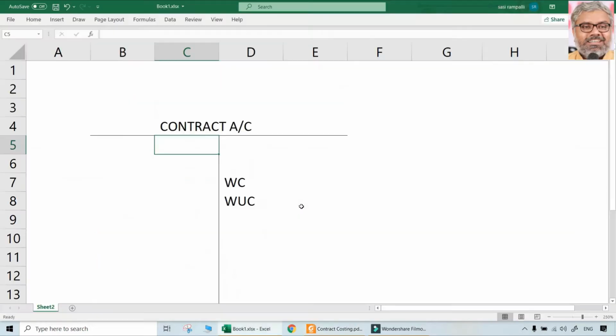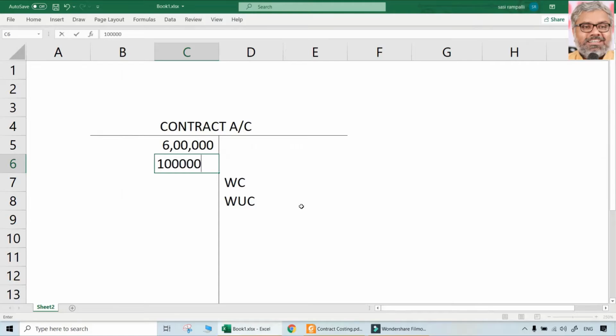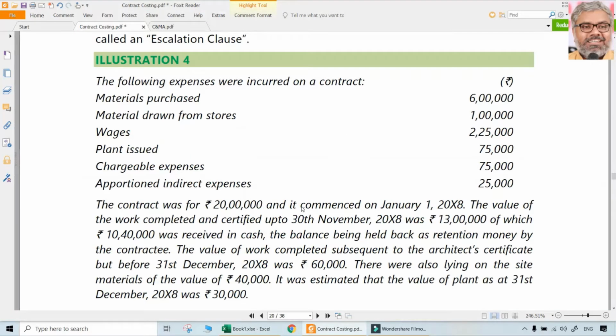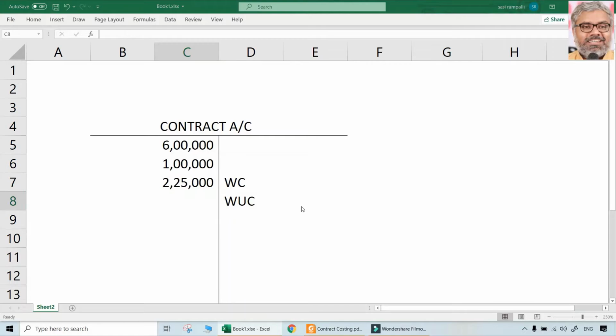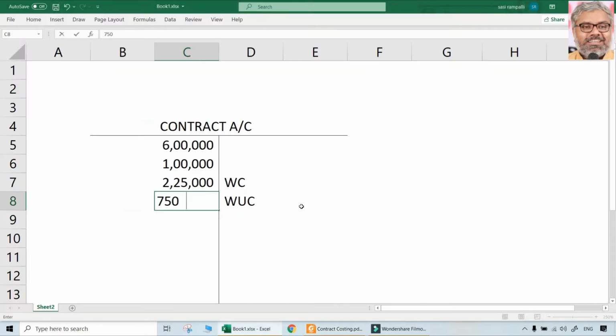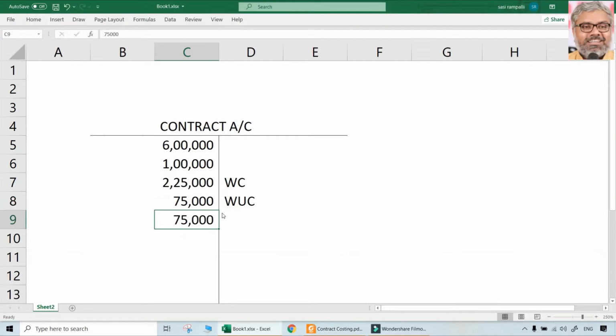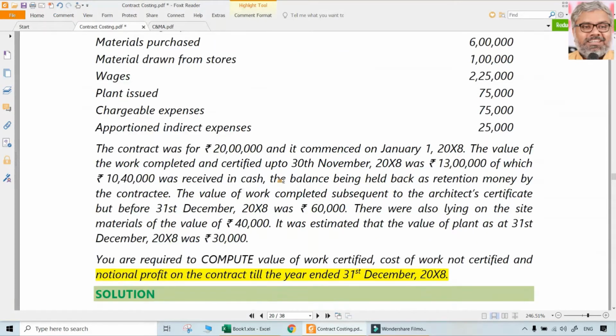Materials purchased 6 lakhs rupees should be debited to the contract account. Materials drawn from stores also should be debited to the contract account. Wages 2 lakhs 25,000 should be debited to the contract account. All expenses should be just debited. Plant issued means it was given to the contract, so debit to that contract account. Of course, at the end of the year, what is the value of the plant? That will be credited later when it is given. Then chargeable expenses 75,000 also debit to the contract account, whatever they are. Apportioned indirect expenses also 25,000 debit to the contract account. All expenses copy paste. Now the further details.